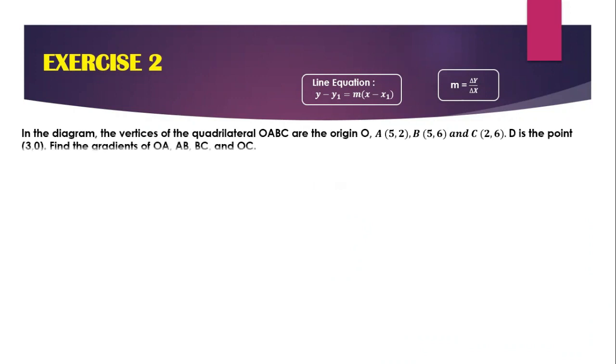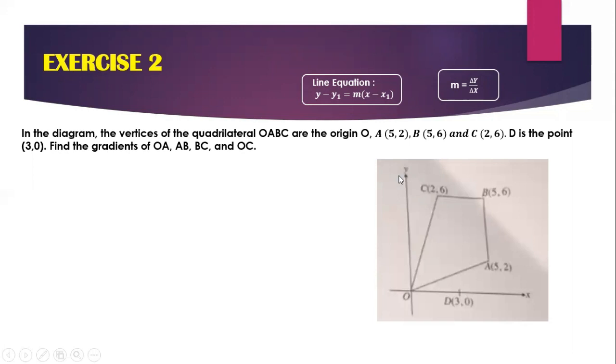Here we are. In the diagram, the vertices of the quadrilateral OABC are the origin O, A is (5, 2), B is (5, 6), and C is (2, 6). D is the point (3, 0). Find the gradients of OA, AB, BC, and OC. Here is the diagram, right? Okay, to find the gradient is delta y over delta x. That's the formula, okay? Now we're going to find the gradient of OA.